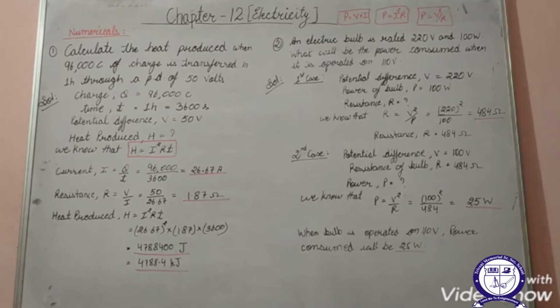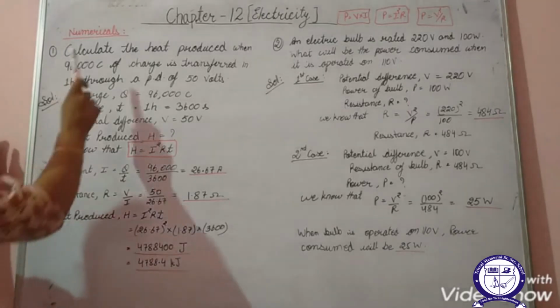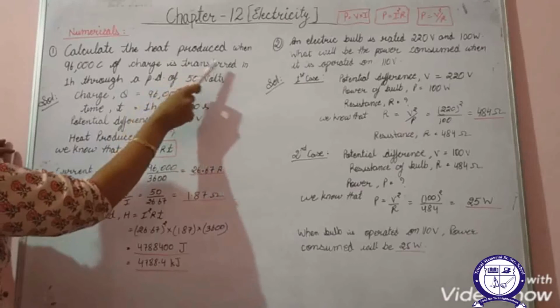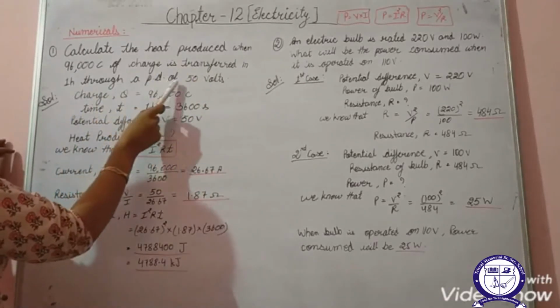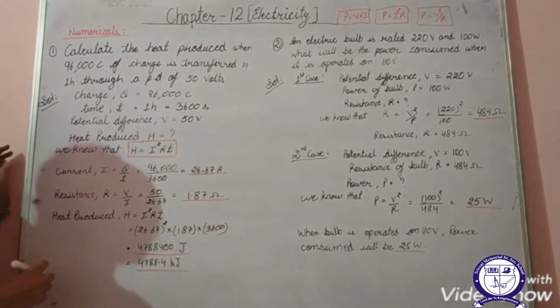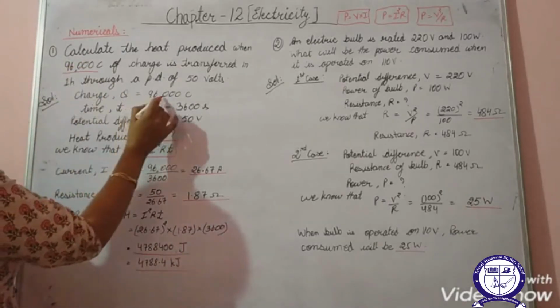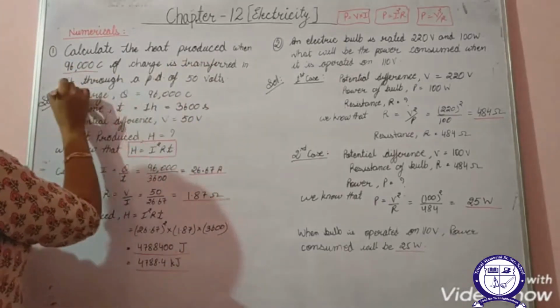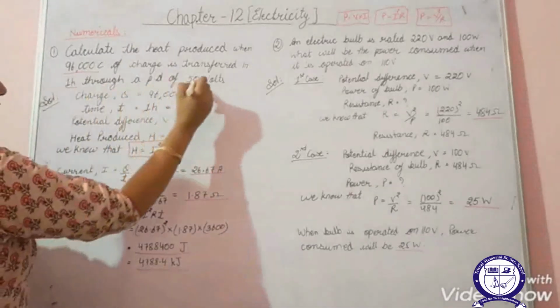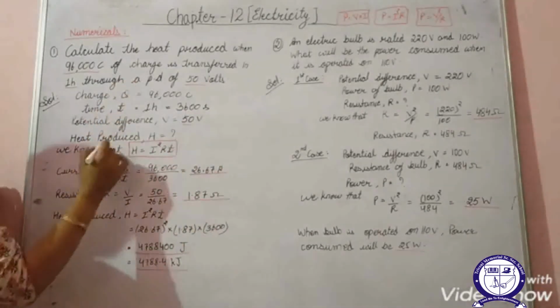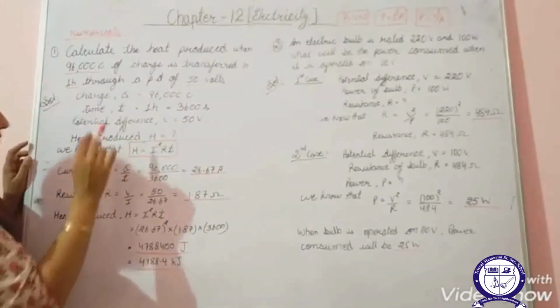Now let's discuss numericals based on heating effect and power. Calculate the heat produced when 96,000 coulombs of charge is transferred in 1 hour through a potential difference of 50 volt. Here the amount of charge is given as 96,000 coulombs. Time is given as 1 hour. Potential difference is given as 50 volt. And we have to calculate the amount of heat produced.